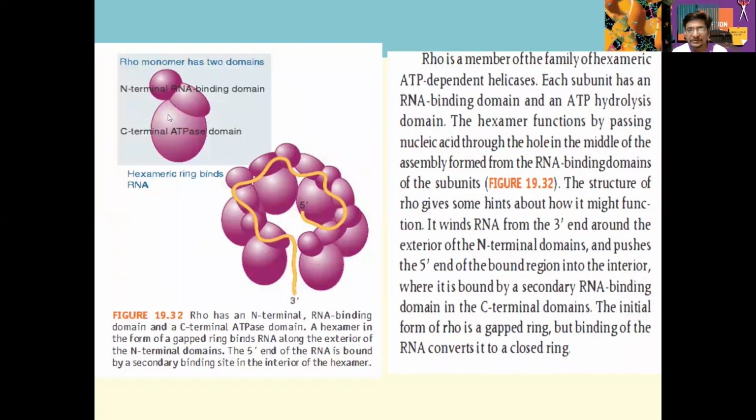If you go into the structure of rho, it has two domains: the C terminal domain and the N terminal domain. The N terminal region is going to bind with the RNA, and the C terminus is going to bind with the ATPase, which has the inbuilt activity and generates the ATP hydrolysis. And this is how this process is going to take place.